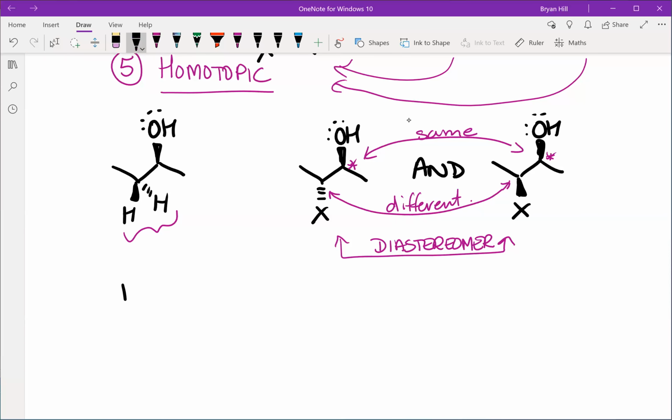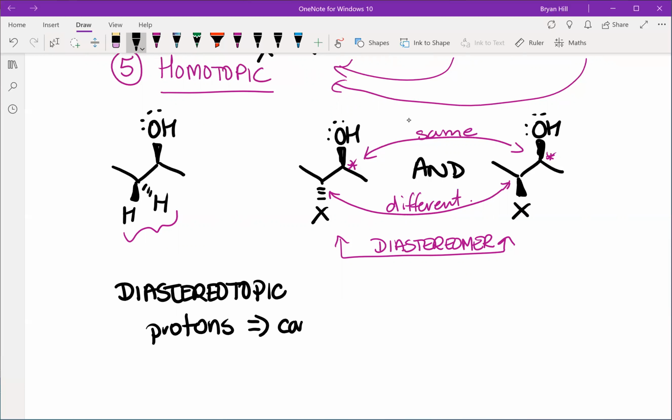We call these diastereotopic protons. And these protons can have different chemical shifts.